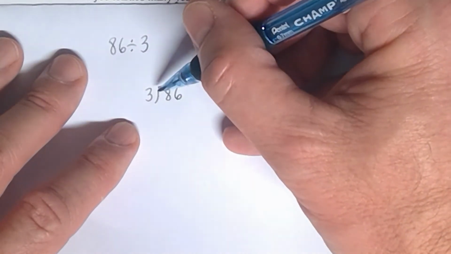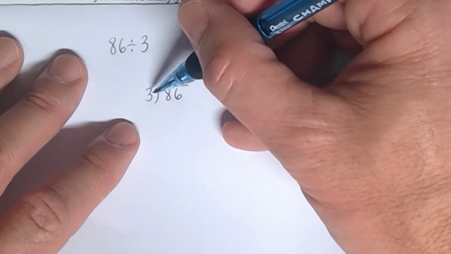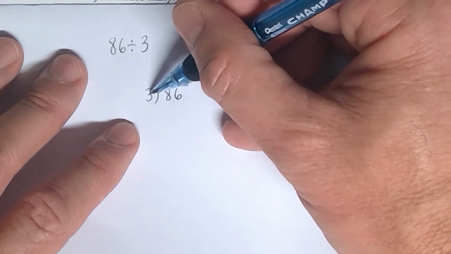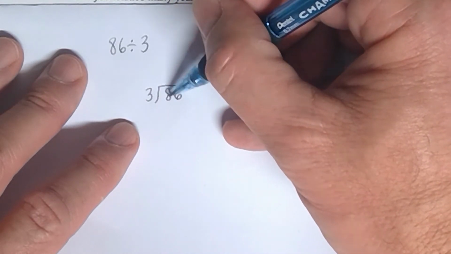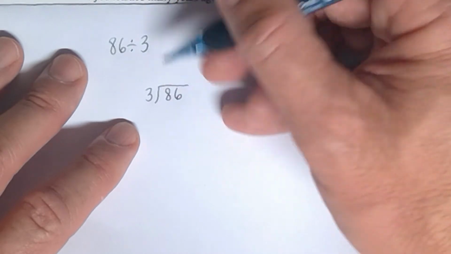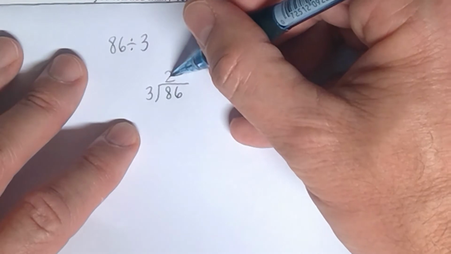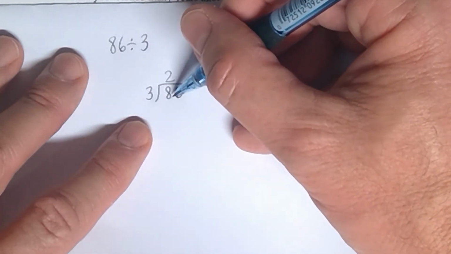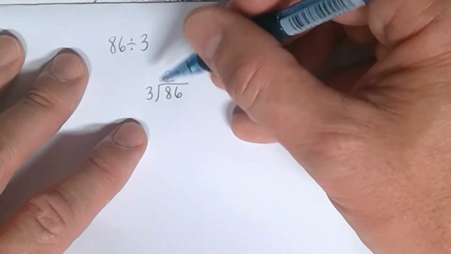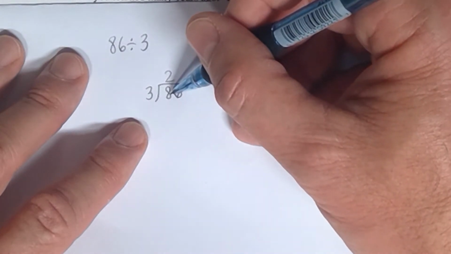First thing you do is you divide. Divide what? You divide 3 into the first number if it goes into it at all. 3 does go into 8. How many times? It goes into it twice, because if you put 3, then that would make it 9, and 9 is too big for 8. Okay, so 3 goes into 8 twice.